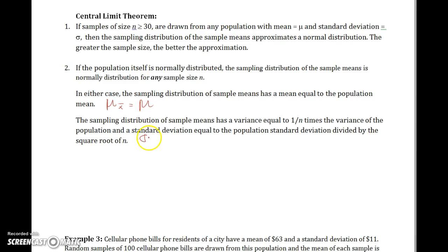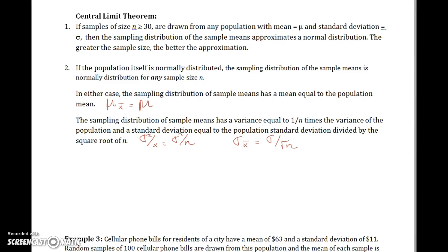What that is saying is, we're not really going to use the variance so much, so I'm just going to focus here on the standard deviation. The standard deviation of x bar, remember, x bar is the sample means, is the standard deviation divided by the square root of n. This is really where we focus a lot more than variance.